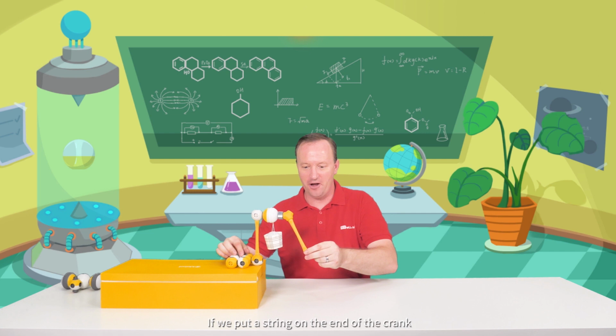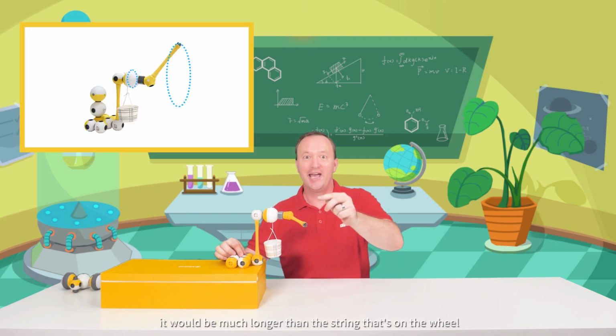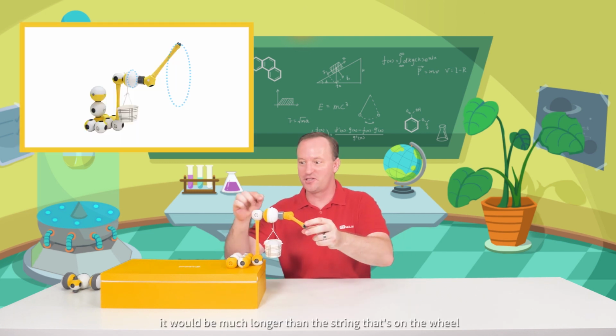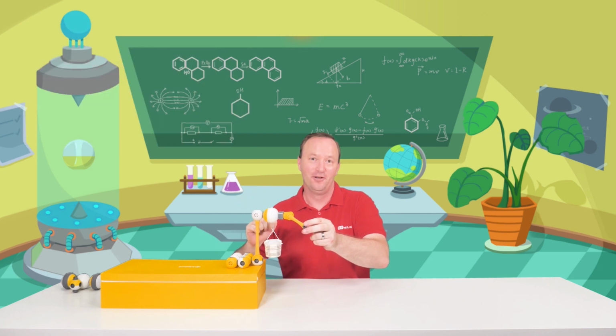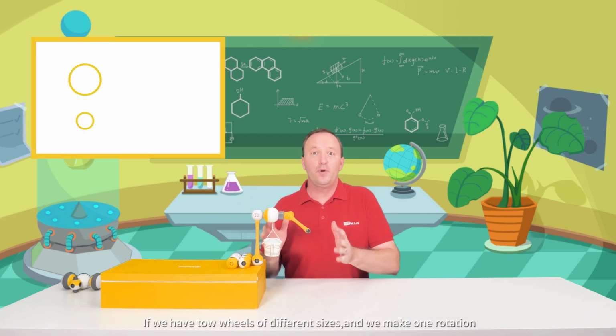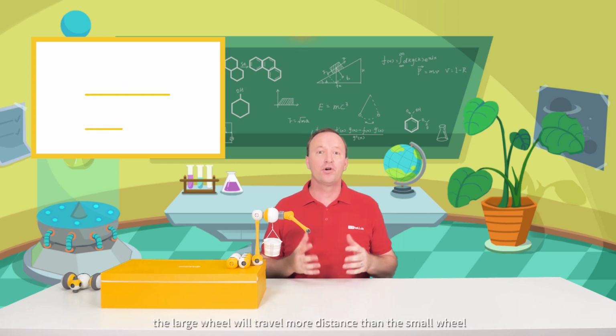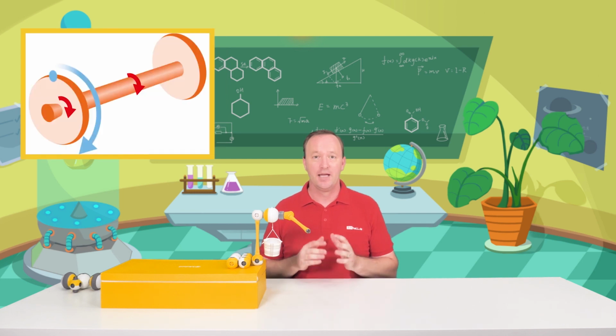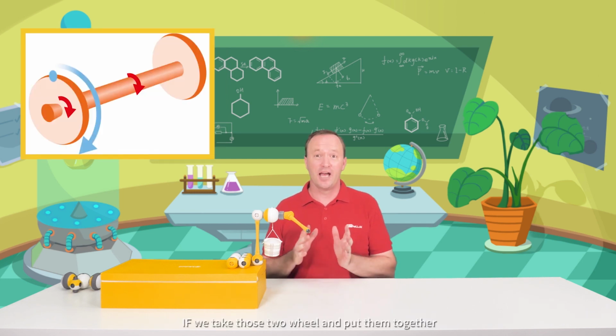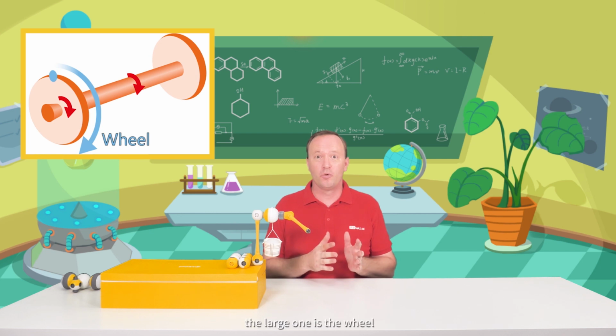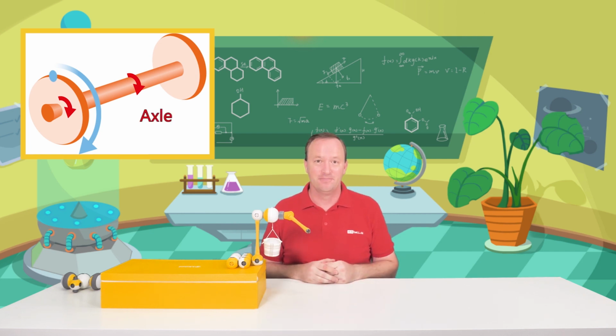If we put a string on the end of the crank, it would be much longer than the string that's on the wheel. Why is that? If we have two wheels of different sizes and we make one rotation, the large wheel will travel more distance than the small wheel. If we take those two wheels and put them together, the large one is the wheel, and the small one is the axle.